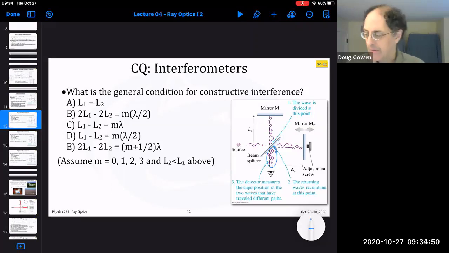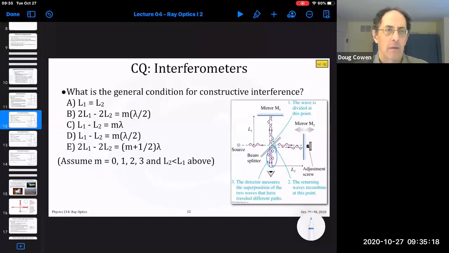Okay, get your answers in, please. All right. So we have a fairly even distribution between C and D, and a fair number of people choosing other answers as well.